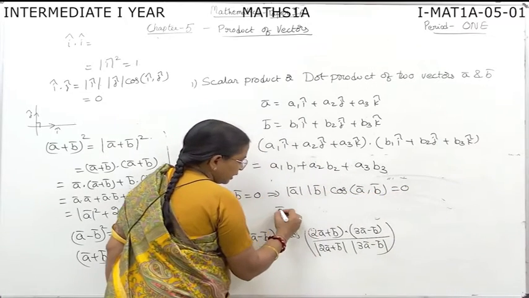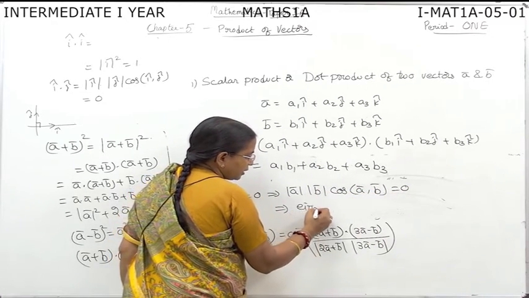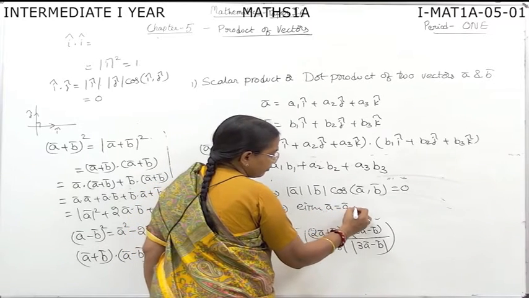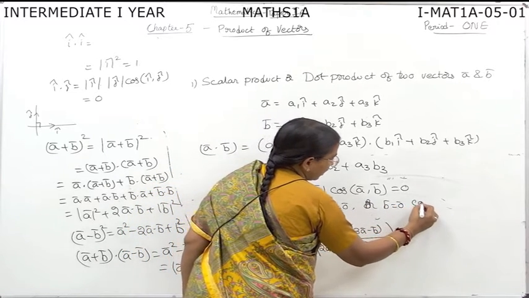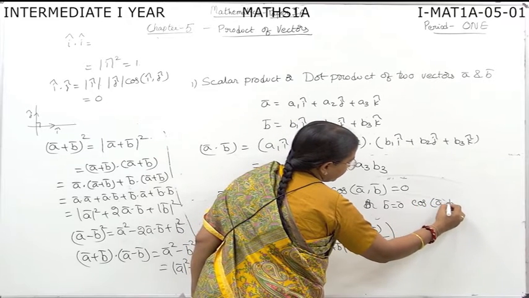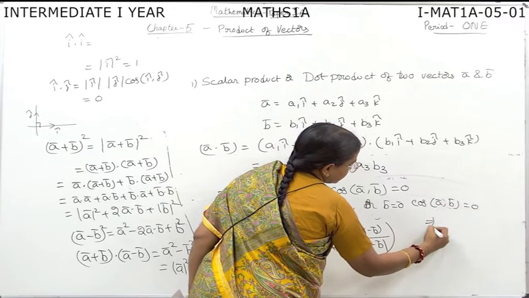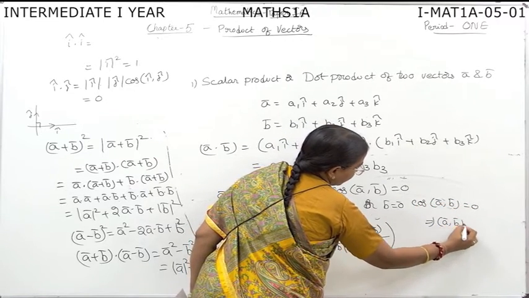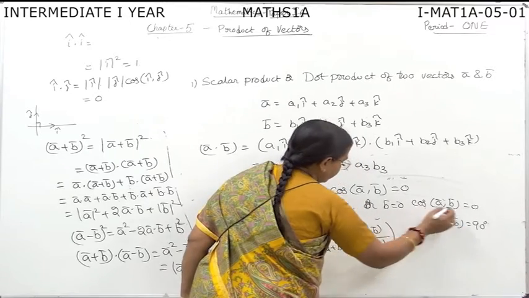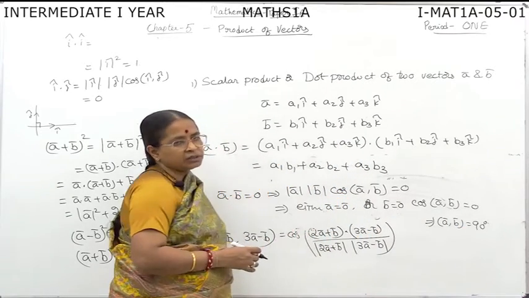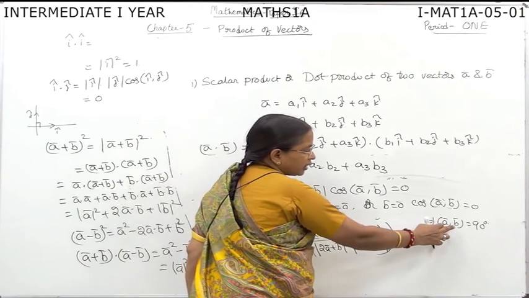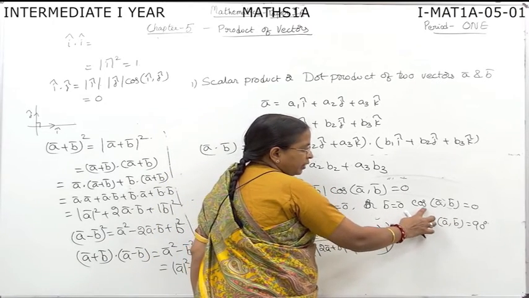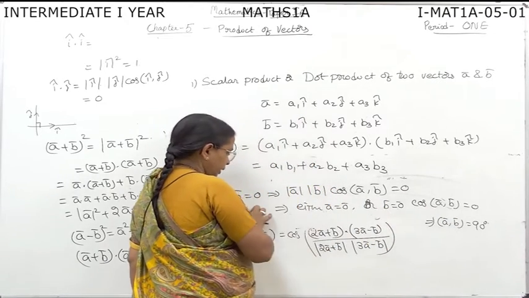So this means that either A is a 0 vector, or B is a 0 vector, or cos of angle AB is equal to 0. That means the angle between A and B is 90 degrees. So in most of the problems, we will be given two non-zero vectors. To show that A and B are perpendicular, you can show that their dot product is 0.